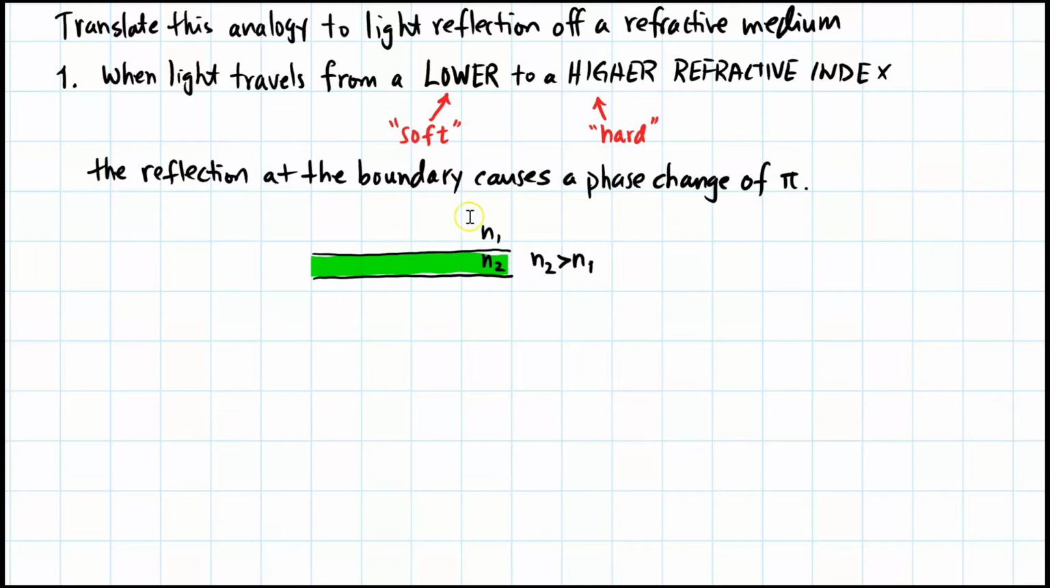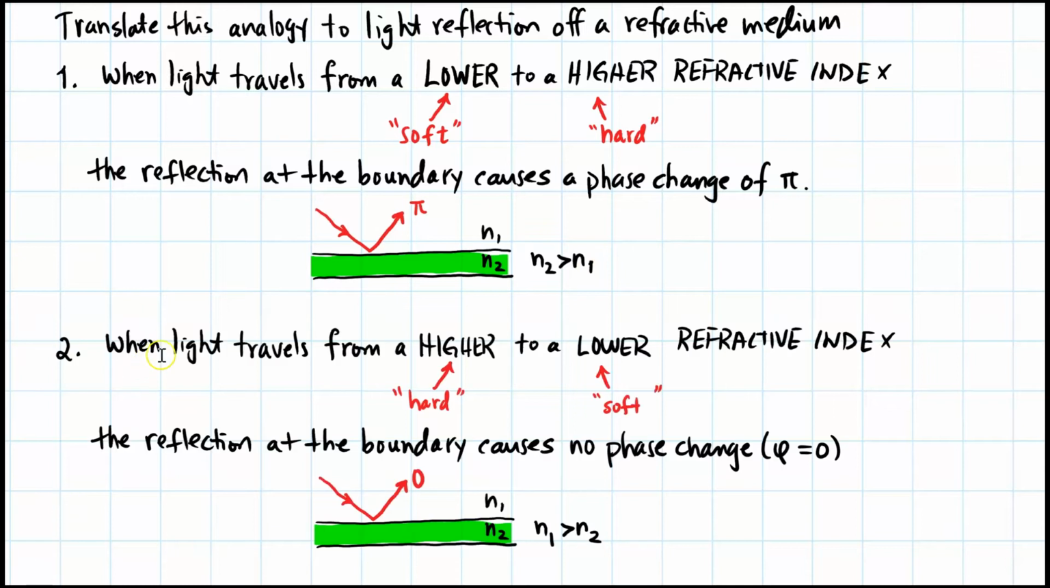Picture-wise, I imagine two boundaries, N1 and N2. And in this case, N2 is greater than N1. So if I look at the wave, it's got to be doing this. That when it reflects here, there's a phase change of this wave, and it now has a phase of pi. On the other hand, when light travels from a higher to a lower refractive index, remember higher is the hard, lower is the soft, the reflection at the boundary causes no phase change. So when the wave comes in, there's no phase change at all.